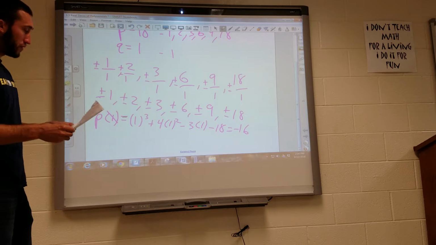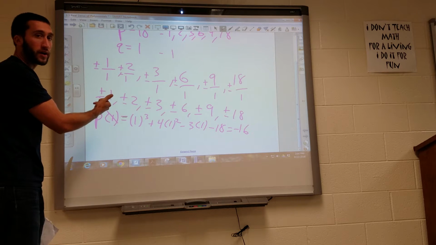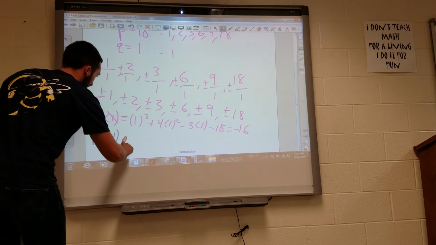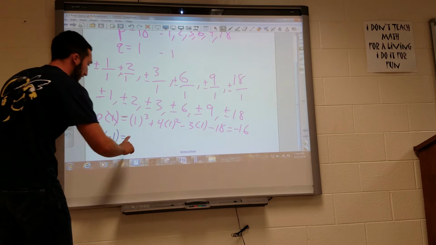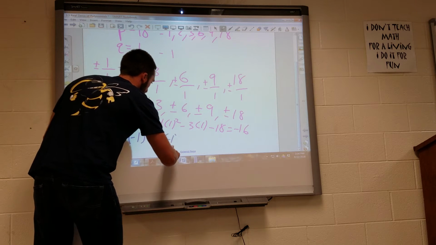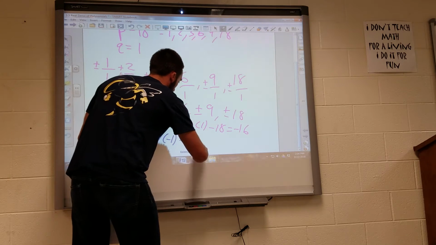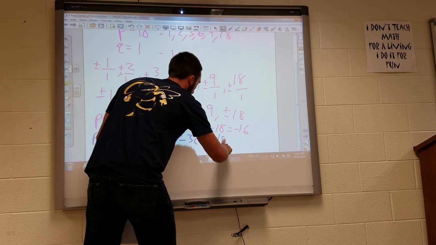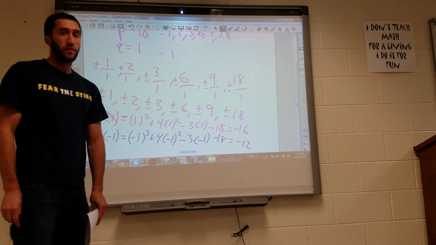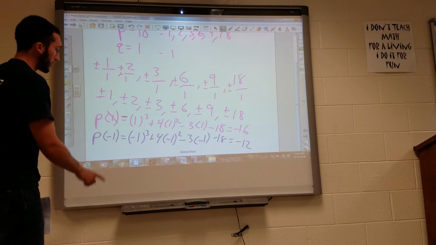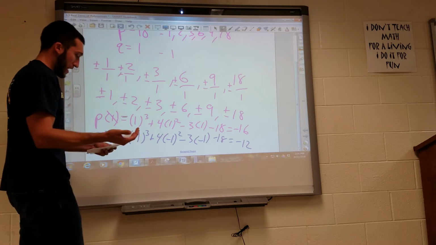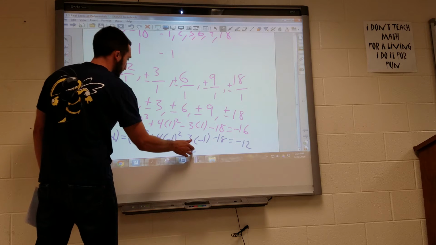So positive 1 didn't work, so now I'm going to try negative 1. So p of negative 1, and I plug a negative 1 in wherever I see an x. So negative 1 cubed plus 4 times negative 1 squared minus 3 times negative 1 minus 18. And when I do that, that gives me a value of negative 12. So still not equal to 0. So negative 1 is not a zero of the polynomial. All right, so then I'm going to move on to 2.